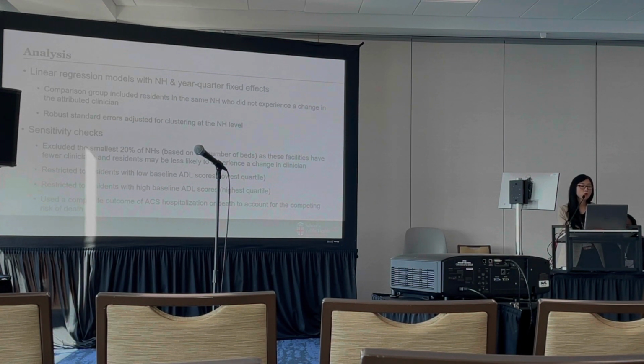We also conducted 4 types of sensitivity checks. First, we excluded the smallest 20% of nursing homes based on the number of beds, because these nursing homes were small, so they have fewer clinicians, and the residents in those facilities may be less likely to experience the change in the providers. We also limited the residents to those with low baseline ADL and also high baseline ADL scores. We also did a sensitivity check using the composite outcome of ACS hospitalization and death to account for the competing risk of death.